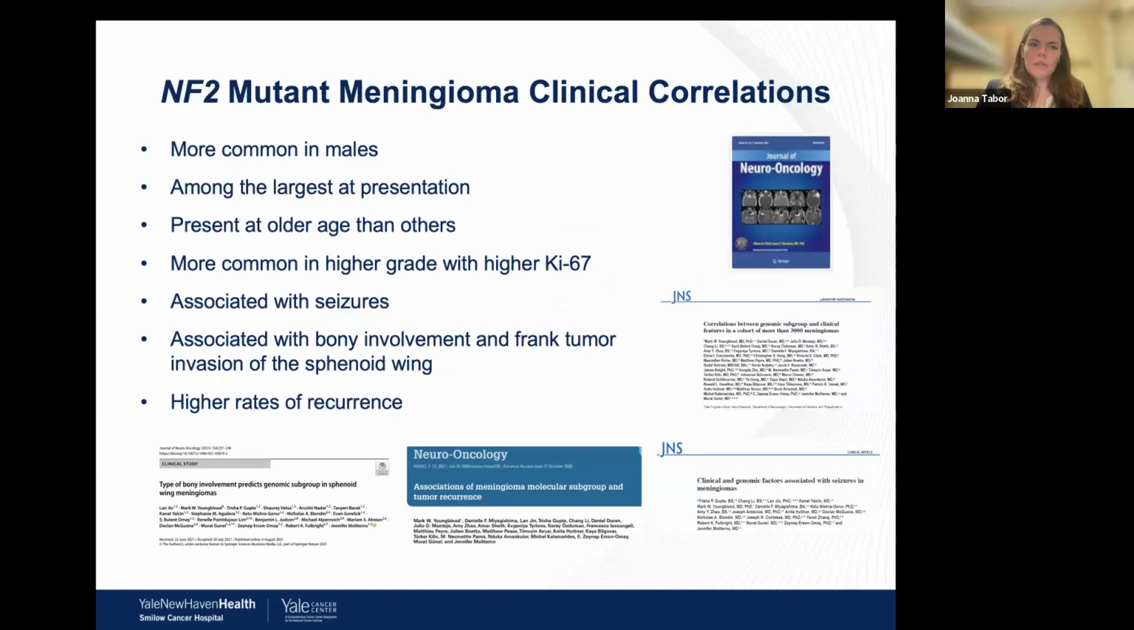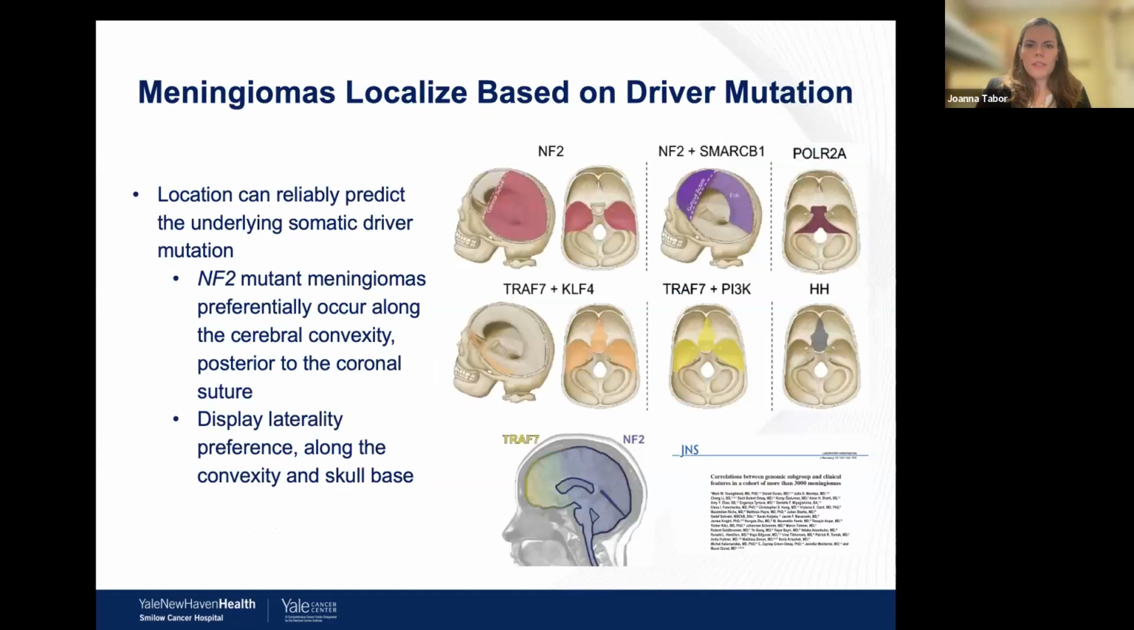And we find that they really have very distinct clinical behavior. NF2 mutant meningiomas specifically are more aggressive, as I mentioned. They tend to be more common in males, where meningiomas usually present in females. They tend to be largest at presentation and present at an older age, and they're really more high grade with a higher proliferative index. They also are associated with seizures, and radiomic studies find that they are associated with bony involvement and also invasion of the sphenoid wing. So they really do have this distinct clinical picture from other subtypes.